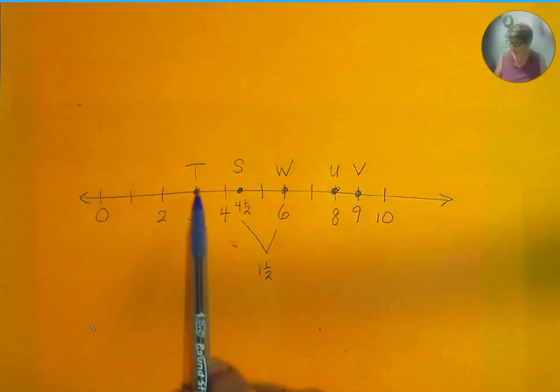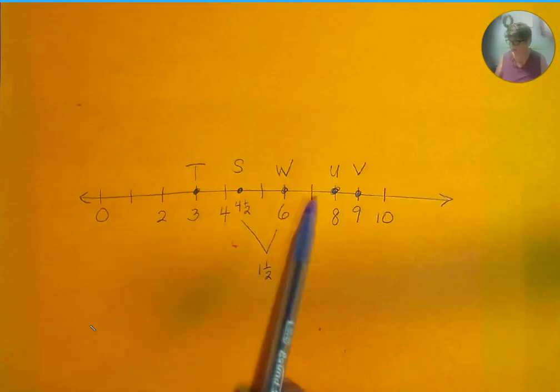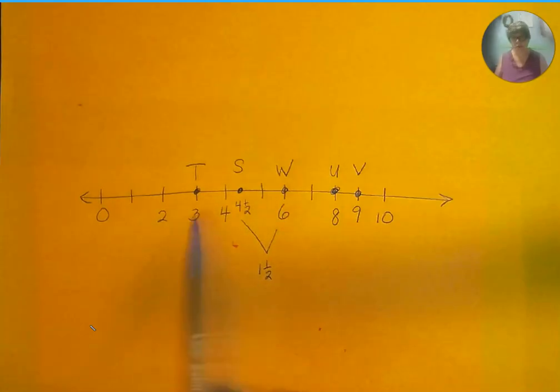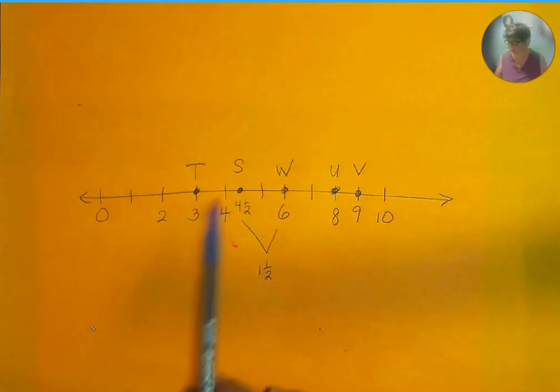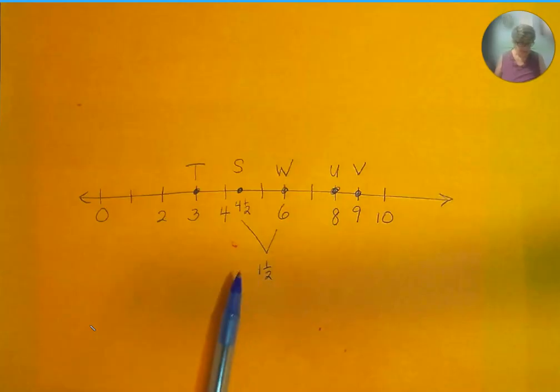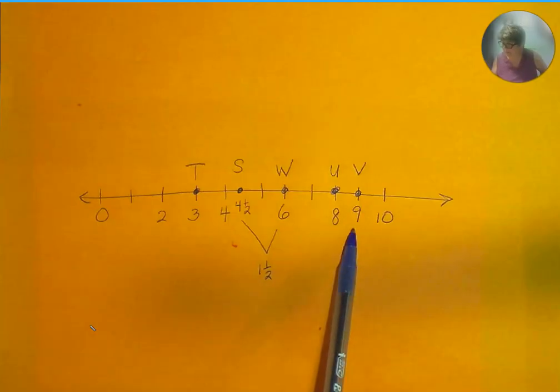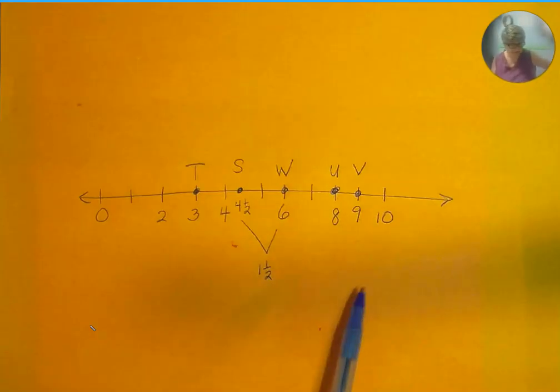So not only can we tell the distance from 0, but we can also tell the distance between 2 points. So T is 3 and U is 8, so that would be 5, but we can double check it. 1, 2, 3, 4, and 5. All right. And what is the coordinate of point V? 9. Between 8 and 10, we can see that it is 9, whether it was labeled or not labeled, right?